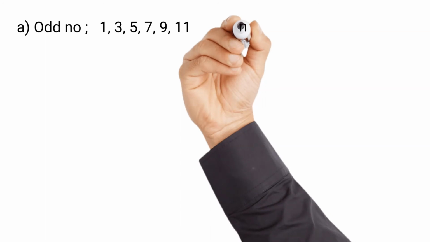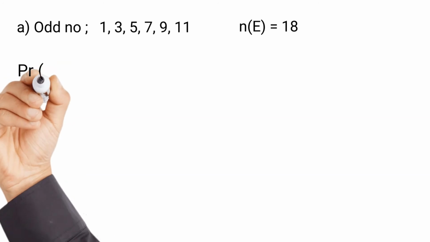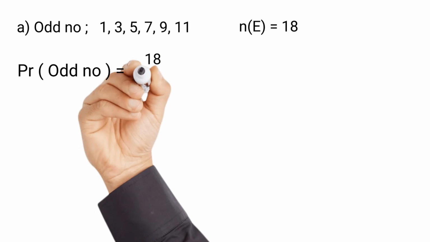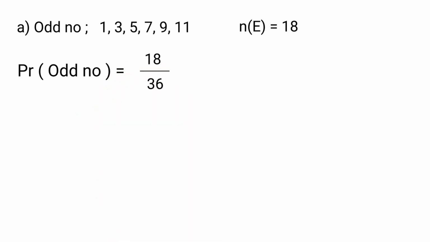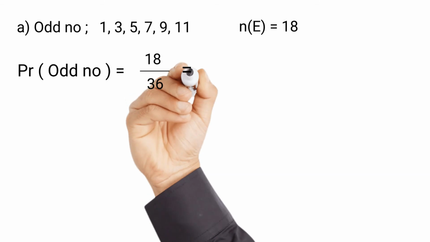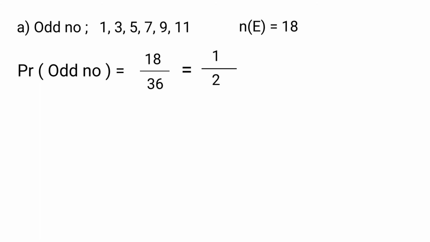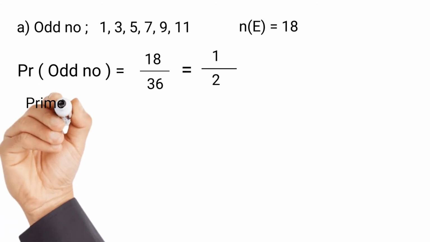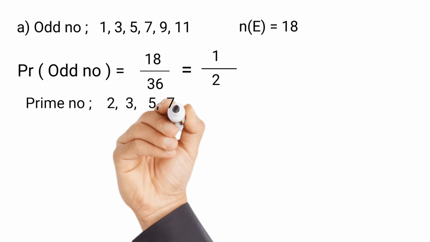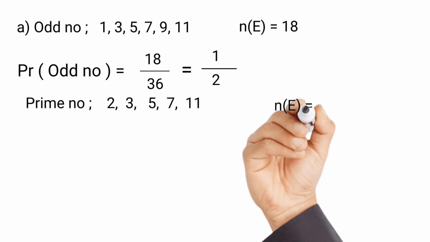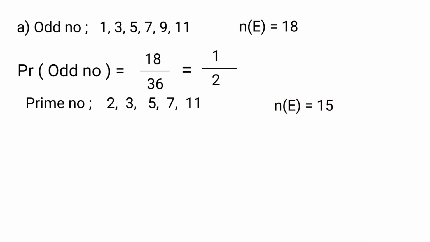A part, odd number. The odd numbers in the sample space, that's the table, are 18. If you count all the 1s, all the 3s, all the 5s, all the 7s, all the 9s, and all the 11s in the table, you have 18 of them. So the probability of getting odd numbers will be 18 over 36, which is 1 over 2. Is that okay? So odd numbers are numbers that are not divisible by 2. Take note. Then the prime numbers are 2, 3, 5, 7, 11. So count all the 2s, 3s, 5s, 7s, and 11s. You have 15 of them in the table. Is that okay?